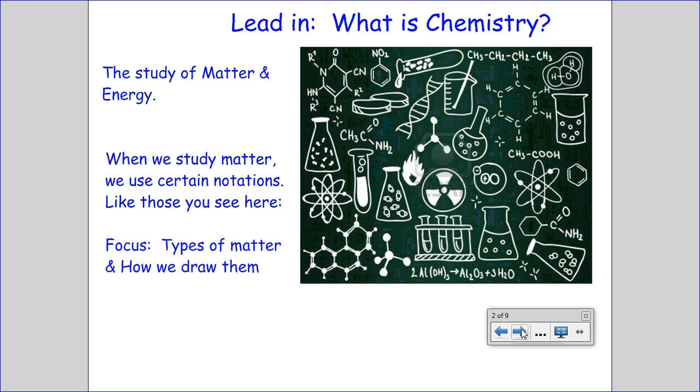So a real essential question is, what is chemistry? It's quite simple. It's the study of matter and energy. That's it, two things. However, when we study matter, we use different types of notation, or symbols, that represent chemicals and particles and all that other type of thing. Our focus today is what types of matter we're going to encounter and how we draw them. We're going to focus on how we draw, using the right notation, the different types of matter.